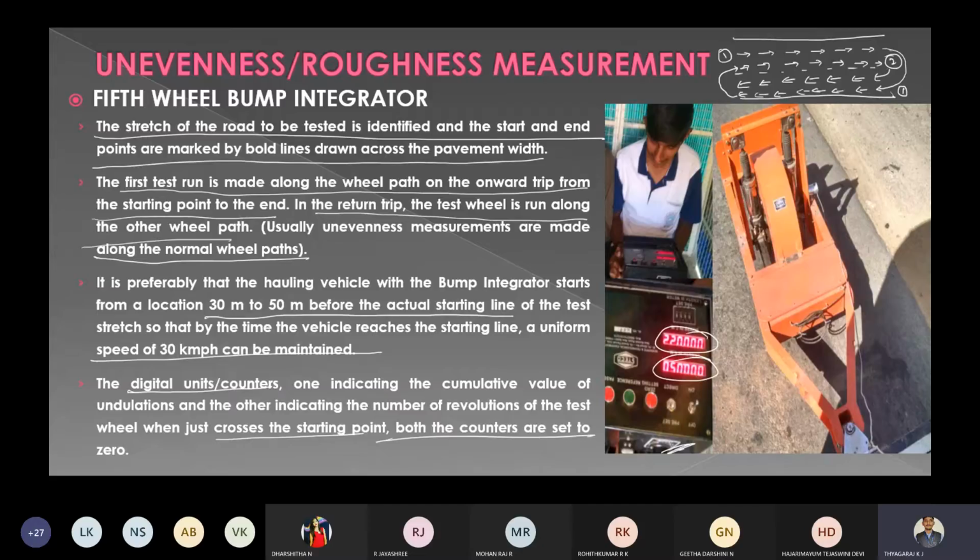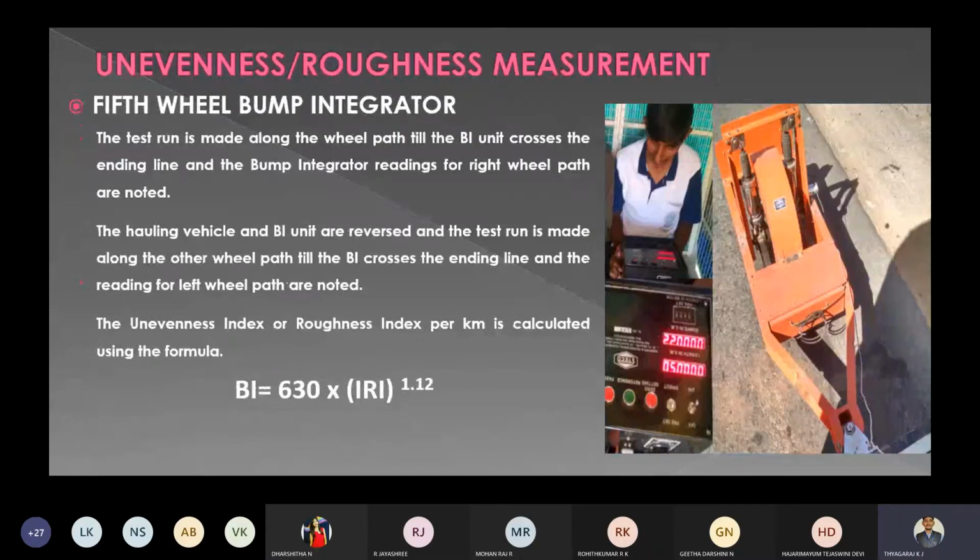Is it clear? Have you got any concept about this fifth wheel? Is it understood? Yes, sir. So this is the project we have done in our BE. When we were in Bachelor of Engineering, we did a project on this, on a fifth wheel integrator, collecting the data and tabulating the IRI value.